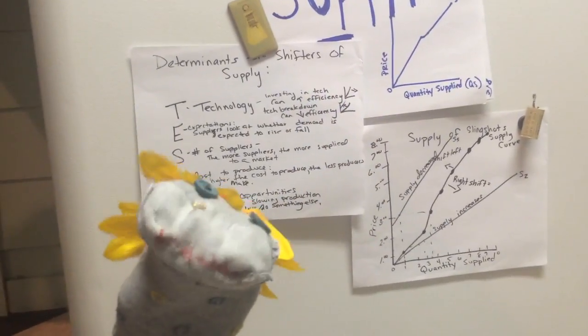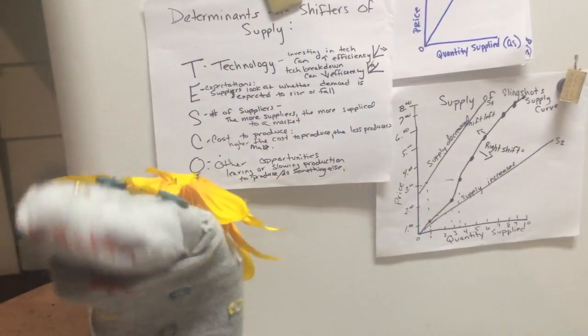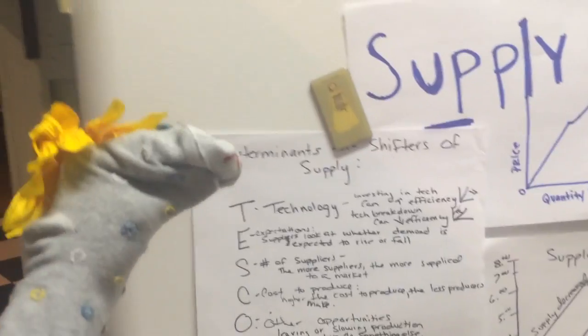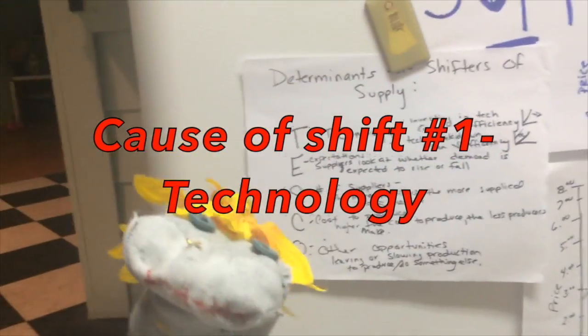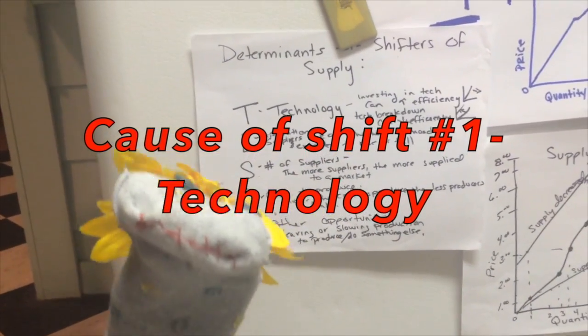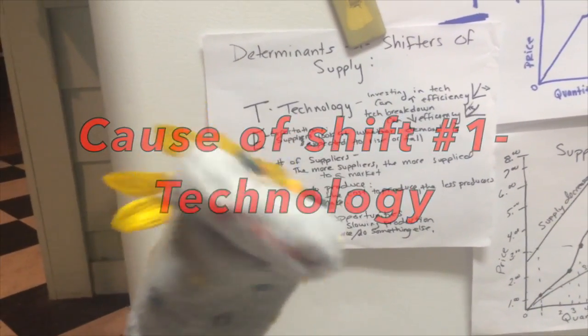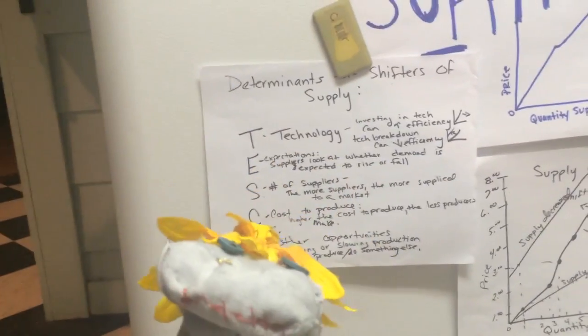Okay, so let's take a look at those things that can cause supply to either shift to the right, supplying more, or shift to the left, supplying less. All right, let's go here. First of all, one of the determinants, or things that can cause supply to shift, is technology. Think about it. If a business decides to invest in its technology, it's probably going to get more efficient, which means they can produce more, which means shift to the right.